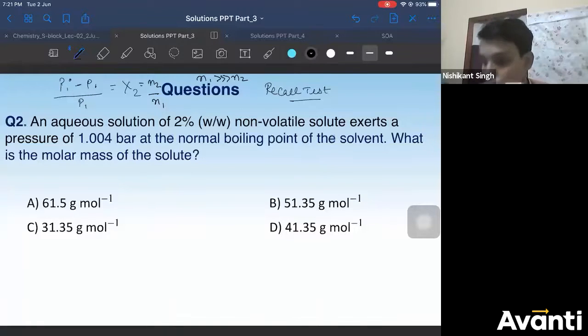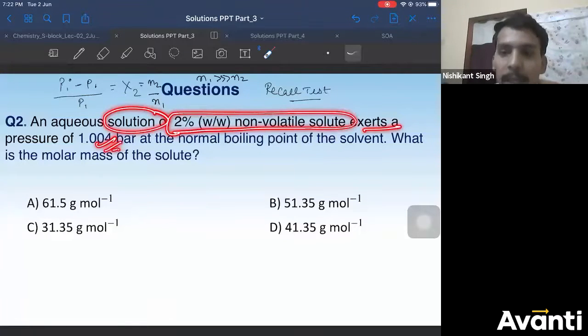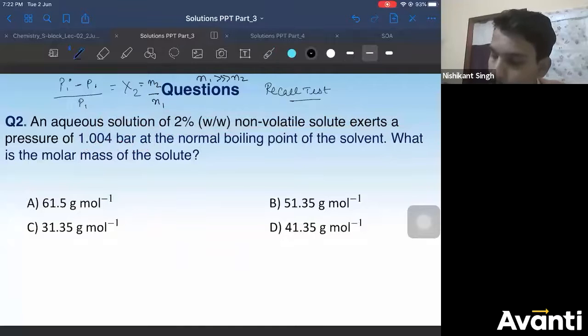Let's try solving this. What is given to you? The concentration given to you is in weight by weight. The non-volatile solute solution exhibits a pressure of this much. That means this is not the pressure of the solvent. It is the pressure of the solution. So let us write what is given first. Pressure of solution is P1. How much is it? 1.004 bar. This much is given.